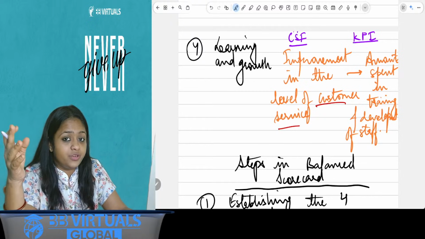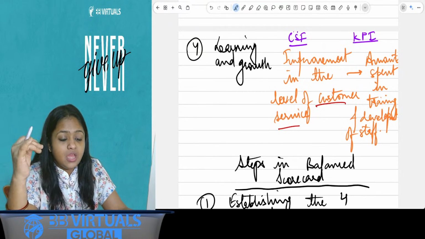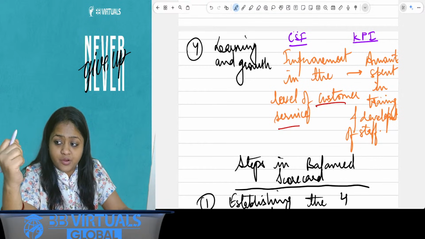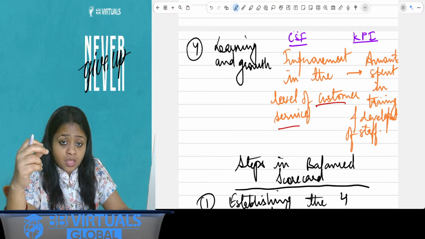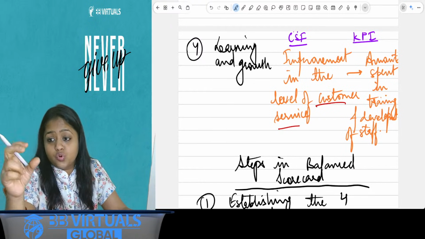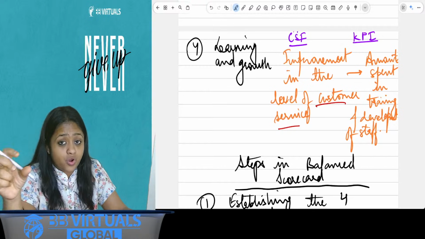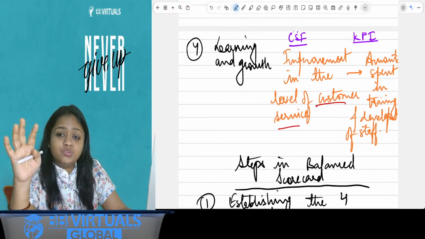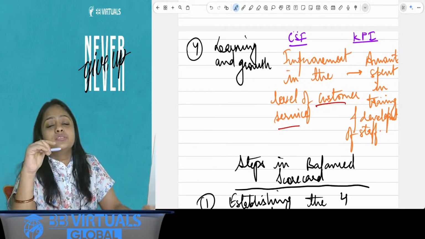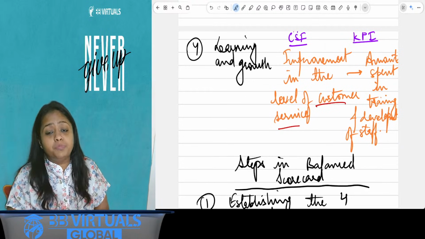So what can be the different key performance indicators? The training of staff, and the time taken by the staff to solve the queries of the customers, to know whether the time taken by them is getting more or less gradually. That will show whether the customer service quality is improving or not. So like this we draw down the different perspectives.